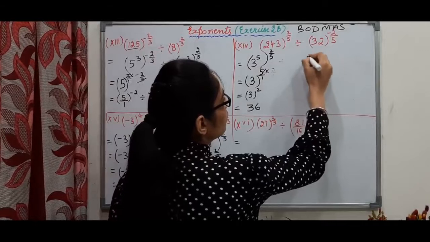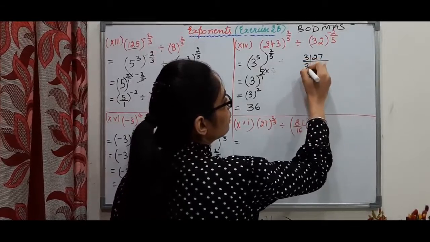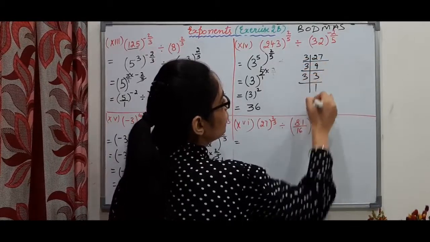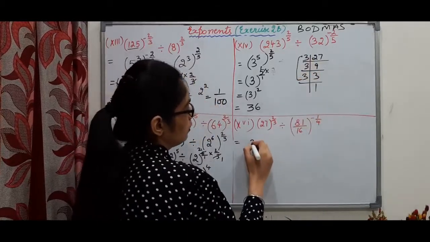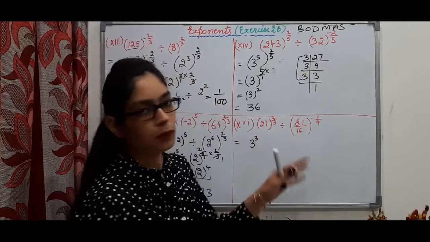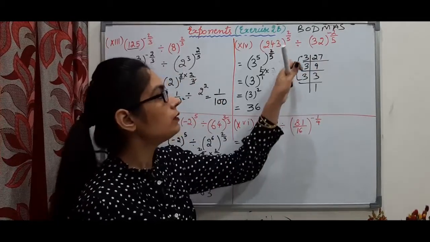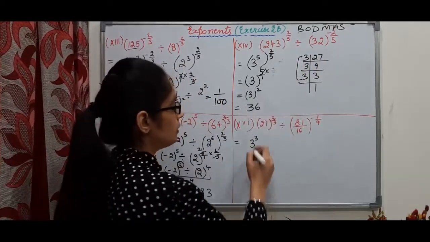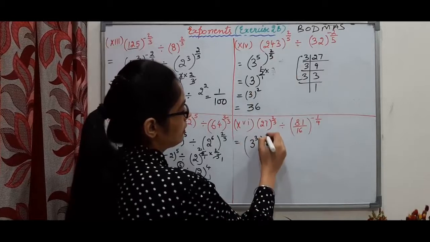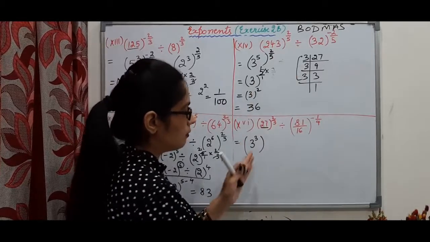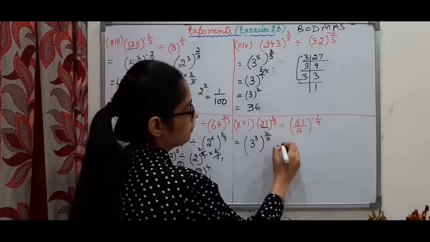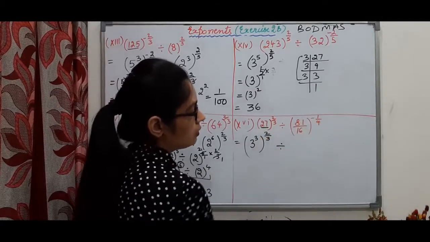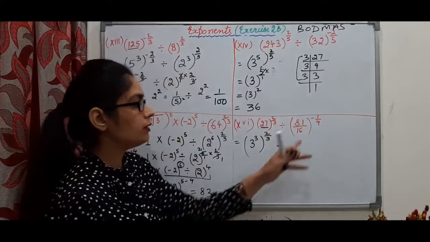27, 3 into 9, 3 into 3 and 3 into 1. So 27 is 3 to the power 3, because you can see when we are multiplying 3 three times we are getting 27. So 3 to the power 3 is 27. In place of 27 only we will write this, and this power 2 by 3 as it is we can write. Now these two also we have to convert into their exponential form.